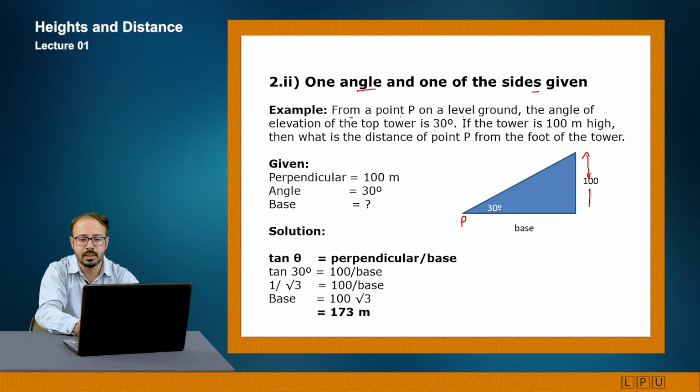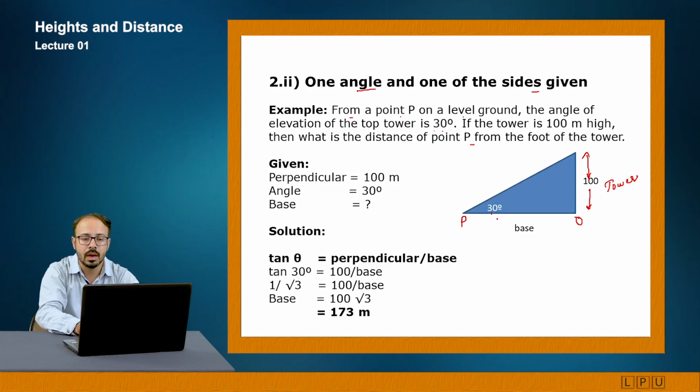So this is assumed as the tower. I'll write it as tower. The angle of elevation is 30 degrees, so theta is 30 degrees. If the tower is 100 meters high, then what is the distance of the point P from the foot of the tower? Assume the foot of the tower is B, or O.